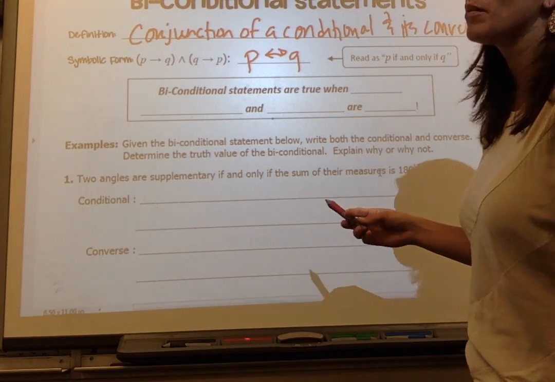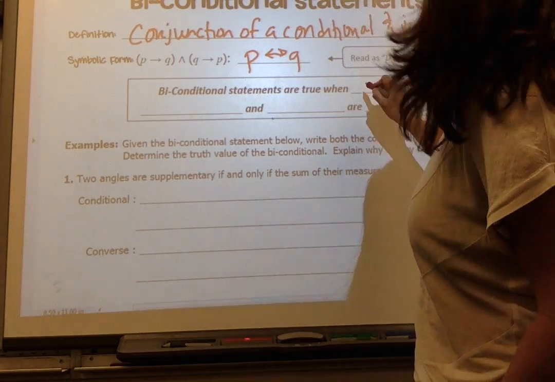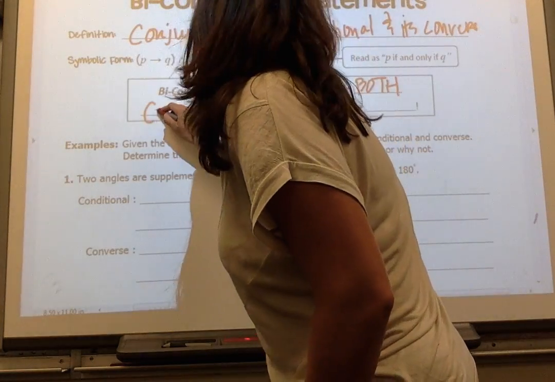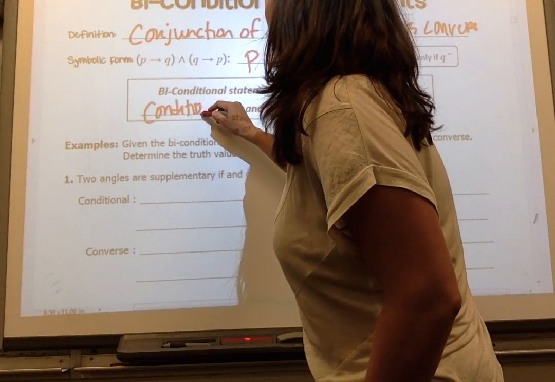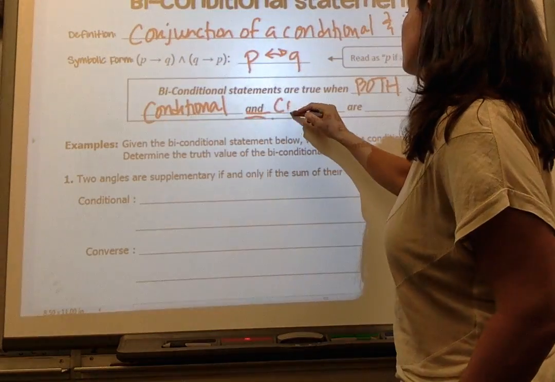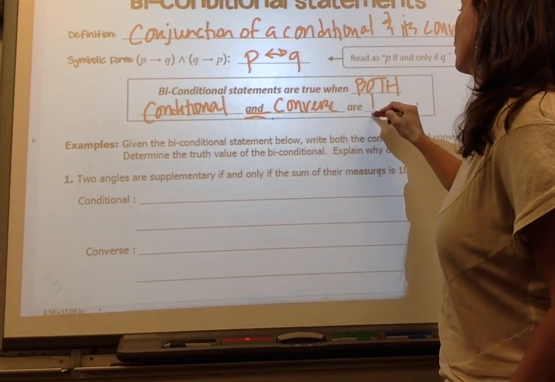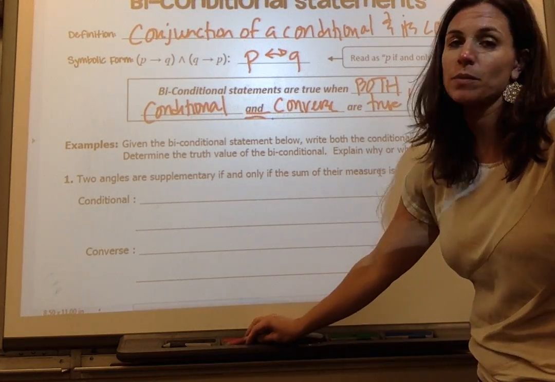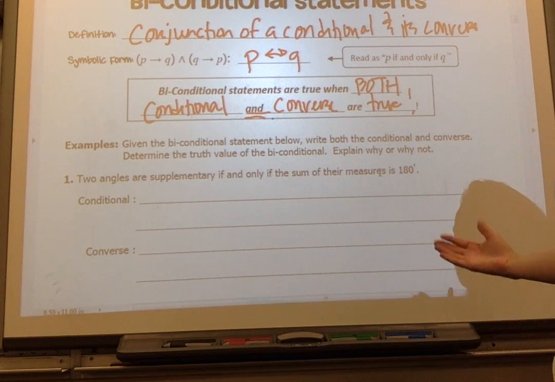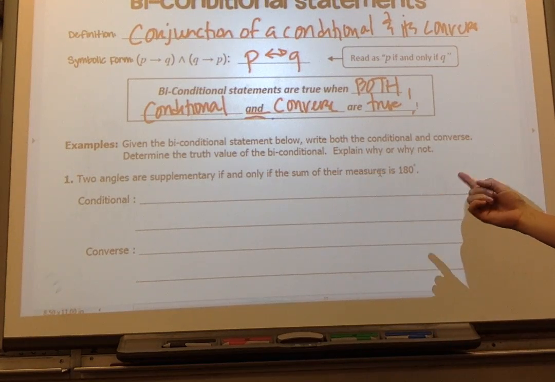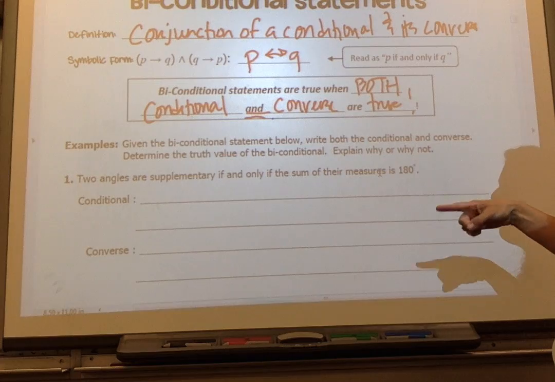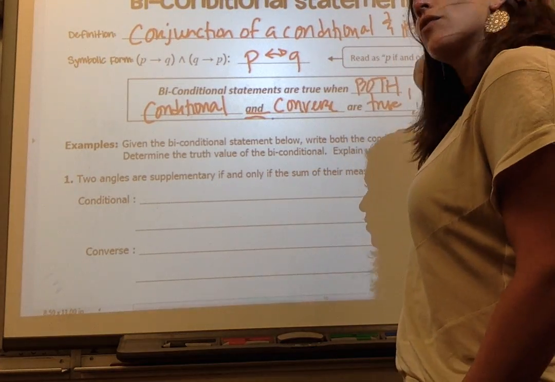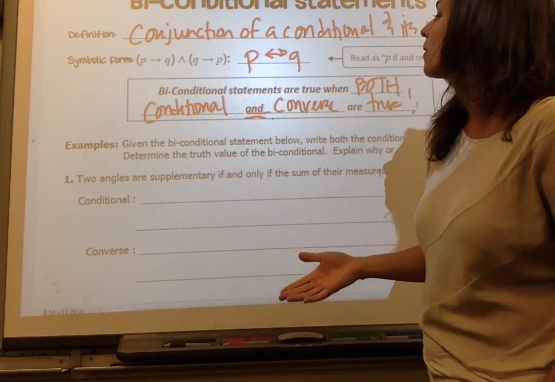So biconditional statements are true when both conditional and converse are true. Okay? So both of your statements here must be true. So given the biconditional statement below, write both the conditional and the converse. And then we're going to determine the truth value. So when you're practicing these logic statements, they're not necessarily always true.